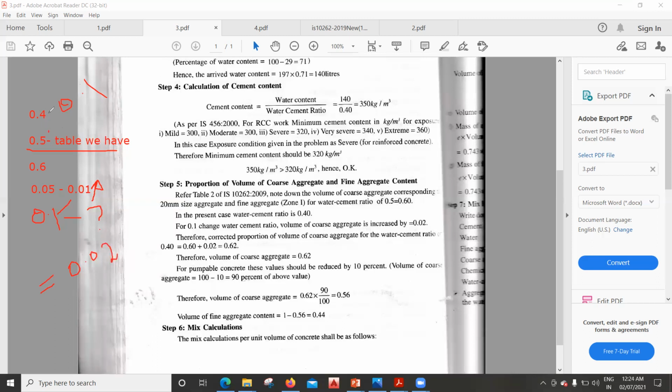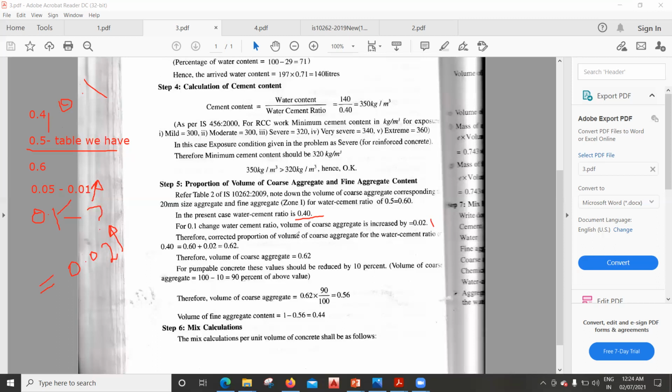So we have gone from 0.5 to 0.4. That means we have decreased, we have gone down. So this much value you have to increase. You can see it here, no? Now I'll read out this sentence. In the present case, the water cement ratio is 0.40. That is, for every 0.1 change in the water cement ratio, the volume of coarse aggregate is increased by 0.02. That is what we have got here.